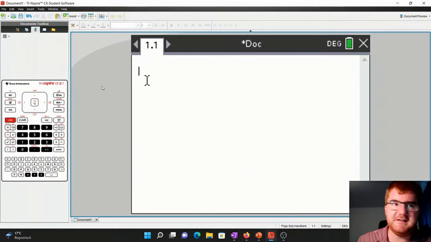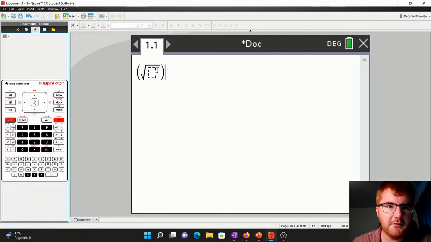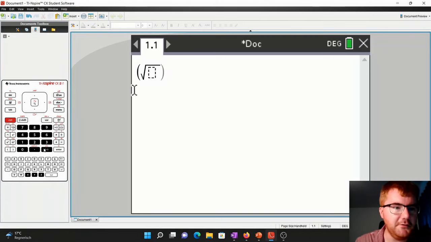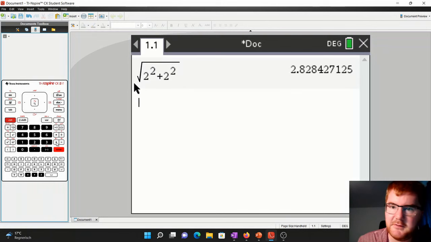I'm going to use my fancy TI Inspire here, but again, any calculator will be fine. So we're doing square root of 2. Make sure when you are using a fancy calculator that you put the 2 inside. Plus 2 squared. And then we get the answer of 2.83 to three significant figures.